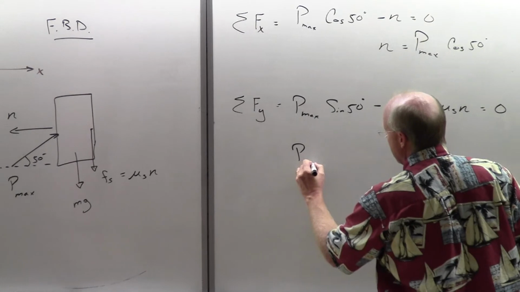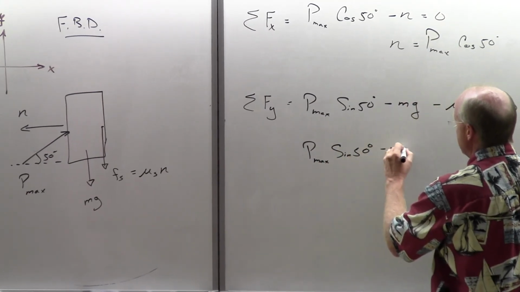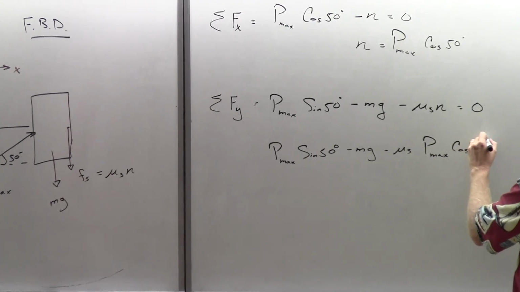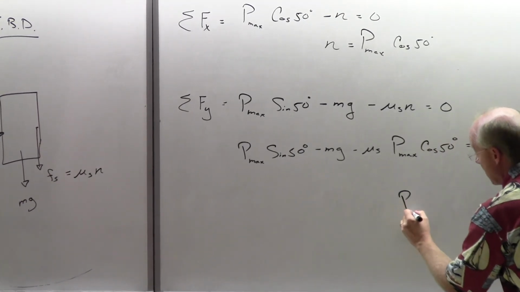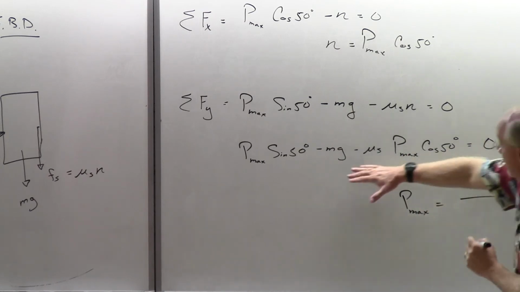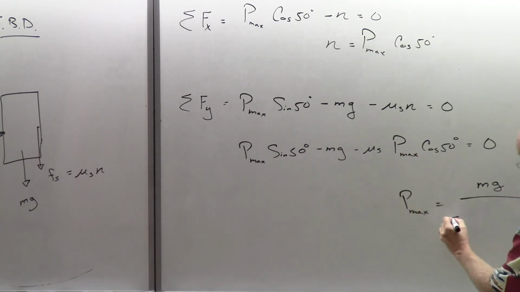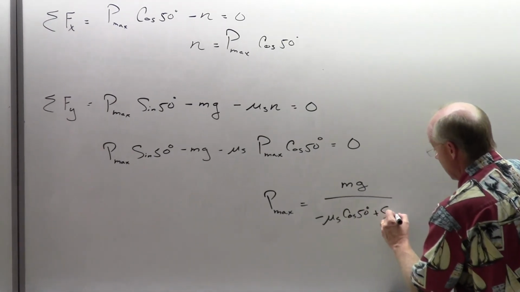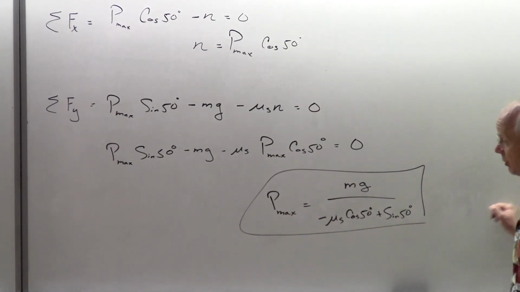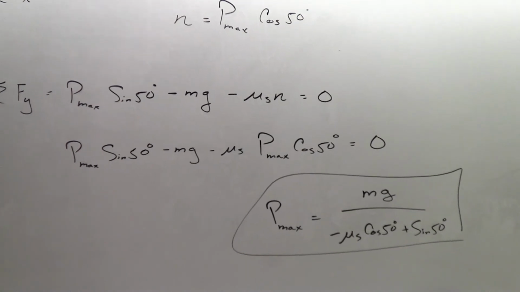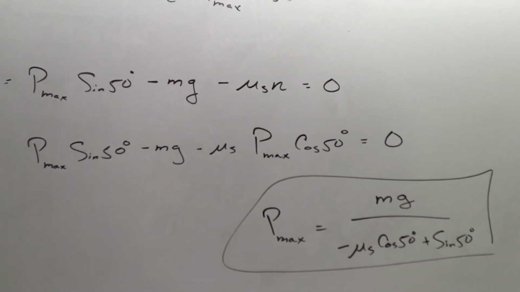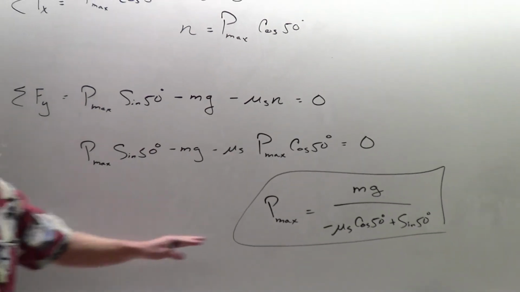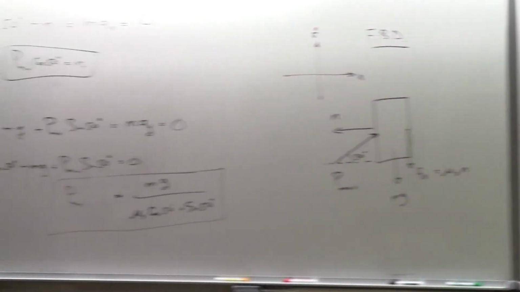So I can put in P maximum sine 50 degrees minus mg, minus coefficient of friction times the normal, which is P maximum cosine of 50 degrees. That still equals 0. So after I do my algebra here, I still get the mg on this side of the equation. The difference, though, is I have a minus mu s cosine of 50 degrees plus the sine of 50 degrees. So probably doesn't surprise you that you probably could have done this step real quickly once you got to here by just saying, look, this term came from the force of friction, and now it's going to be the opposite direction. So instead of having a positive sign there, I can just put a negative sign there. And if they give you the numbers, you can kind of plug it in.